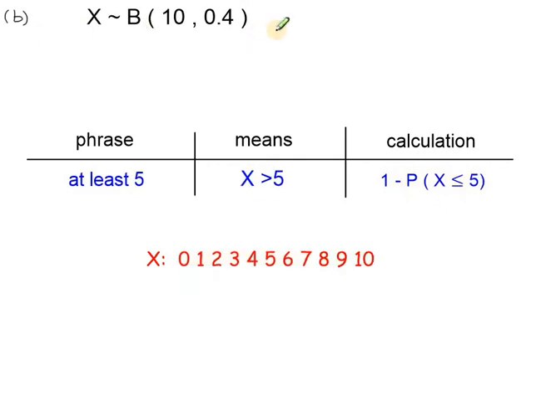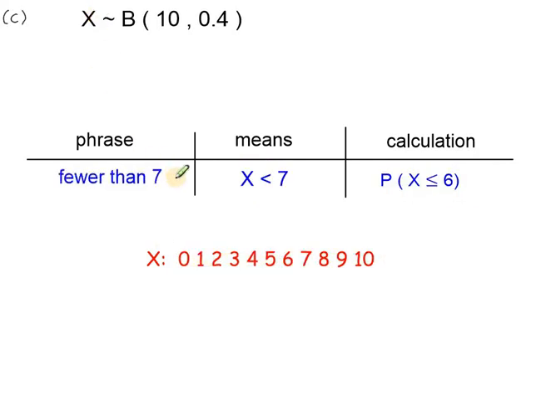Part B, same binomial distribution. We're looking for at least 5 successes out of those 10 trials. So this is what we're after, X greater than or equal to 5. So these values. Again, we can use the formula book to look up less than or equal to 4. So this region will come from the formula book, P(X less than or equal to 4), this part. All of these probabilities add up to 1. So 1 minus less than or equal to 4, there, will give us the region that we're after.